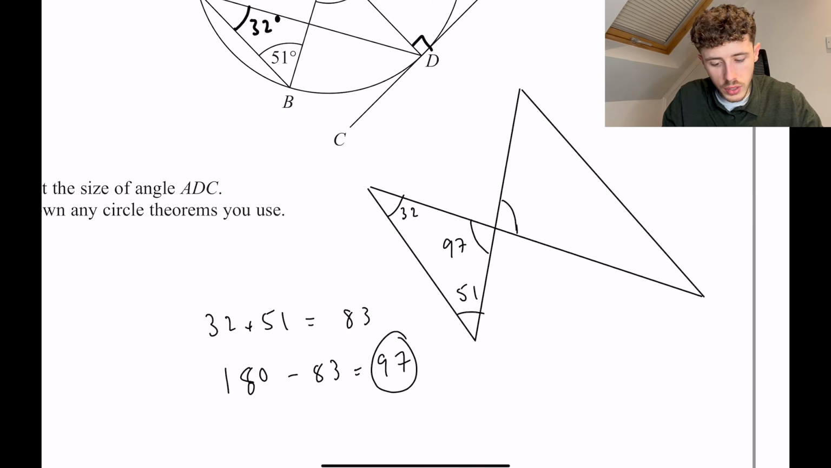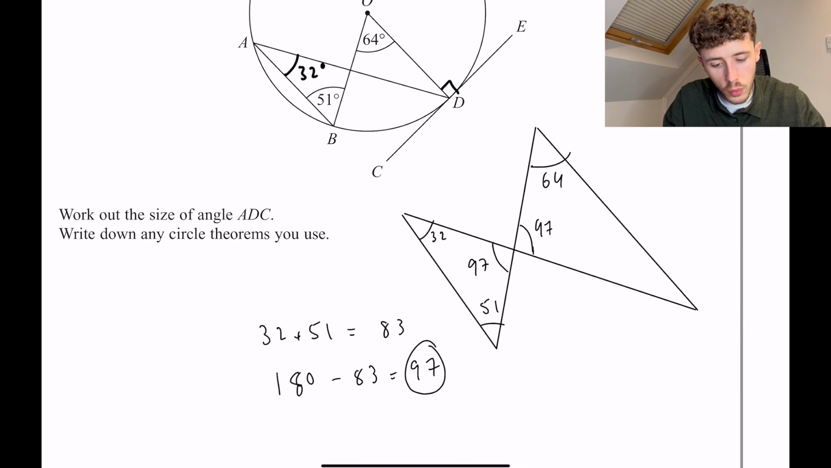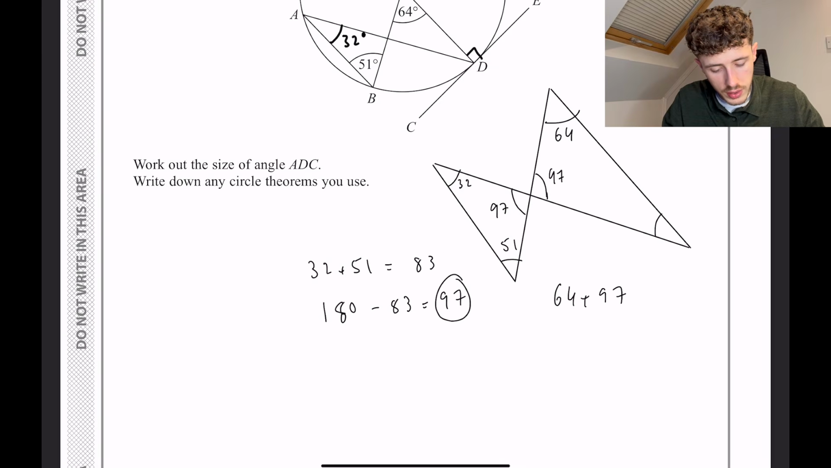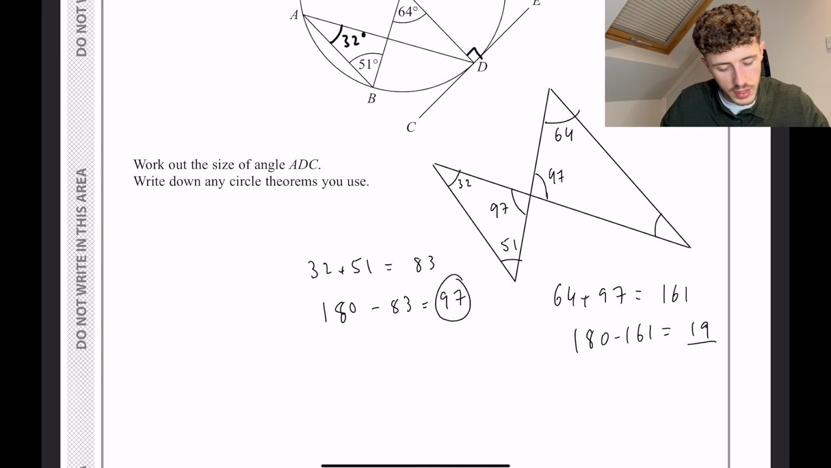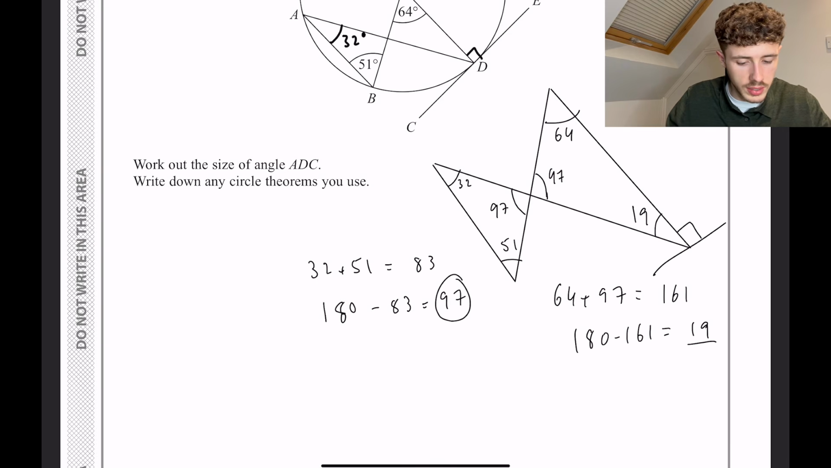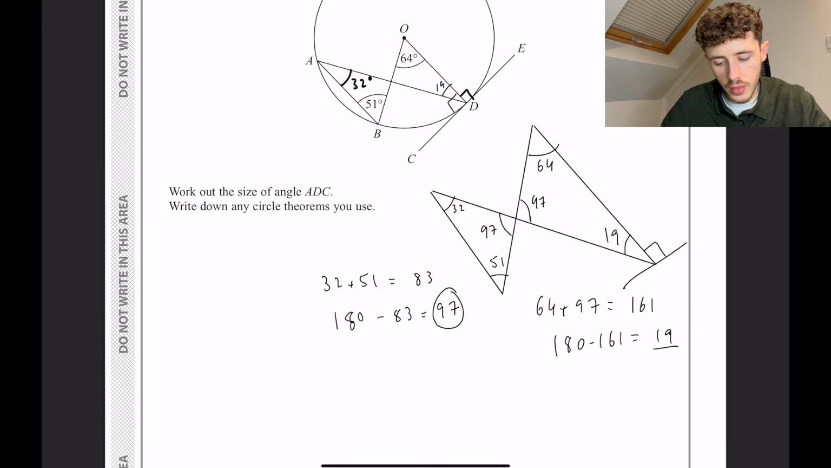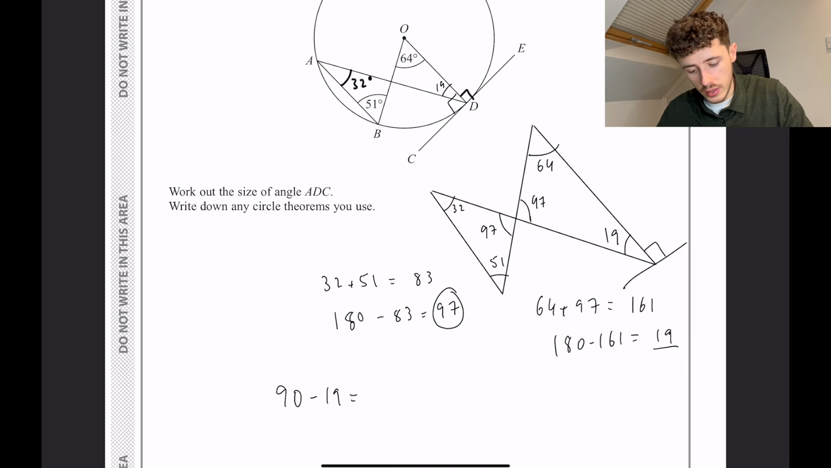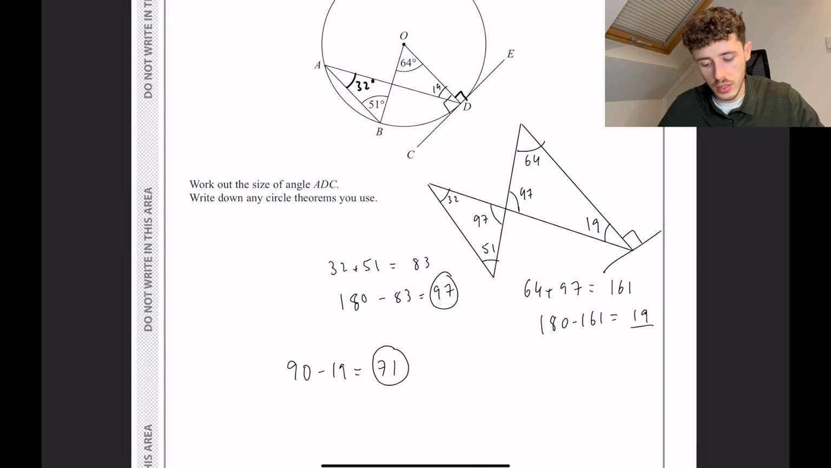So that is going to give us 97 degrees there, which is obviously going to be 97 degrees there. 64 we're told is up there, and we can do a similar thing to work out what this one will be here. So 64 plus 97 is going to be 161, and 180 take away 161 is 19. Now if we know that this side is 90 because of the tangent, then this side is also going to be 90, but minus the 19 that we've just worked out. So 90 take away 19 is going to be equal to 71 degrees.